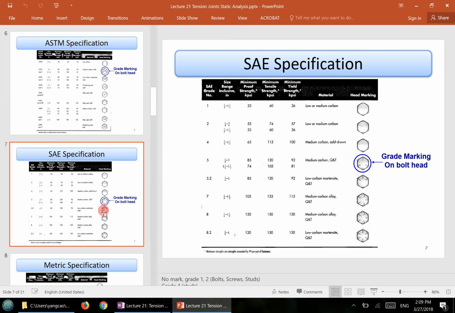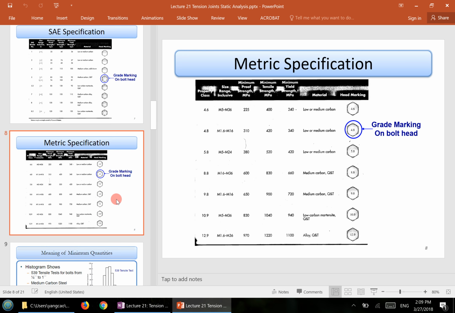One of the capstone groups I'm supervising right now, part of their job is to find a specific bolt.